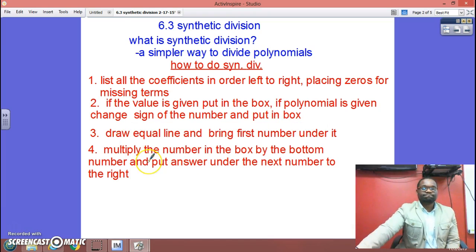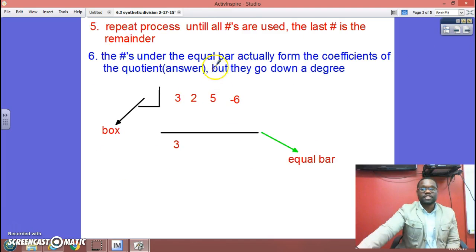Draw an equal line. Multiply the number in the box by the bottom number and put the answer under the next column. You can read that. I'm not going to read everything to you, and you need to make sure you have all those down. But here's the box, here's the equal bar, and the process is this. You put your number here, and I'll discuss the number that goes there. Your first number drops down, and every number below this bar you multiply by what's in the box. Put the answer in the next spot. You add or subtract anything that's on top of this bar based on the signs. Then the answer goes down here.